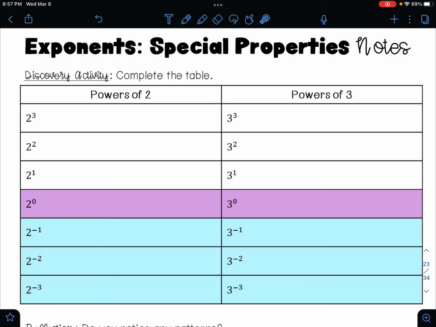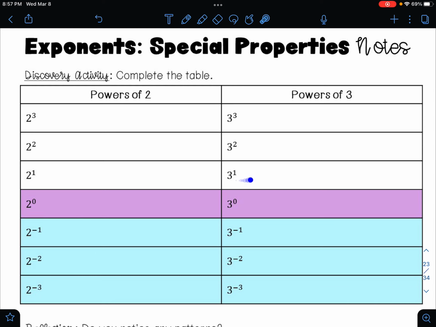So I want you to find 2 raised to the third power, 2 raised to the second power, and 2 raised to the first power. And then I want you to do 3 to the third, 3 to the second, and 3 to the first. So just evaluate these first 6 problems up here. After you do that, go ahead and resume the video.